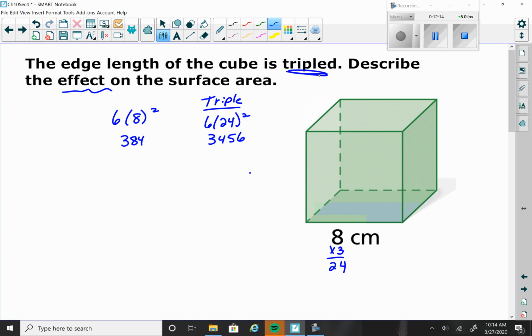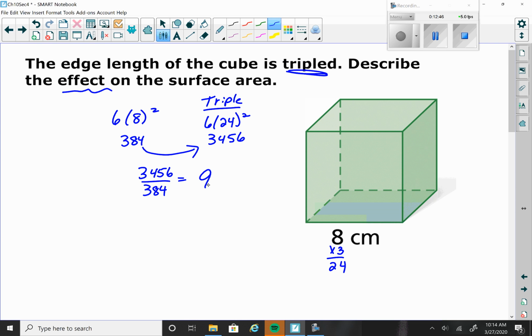So we want to know what's the effect. We tripled the side lengths. What happened to the surface area? How many times bigger is it? So I'm going to take 3456 and divide it by 384. Plug that into your calculator for me and tell me, what do you come up with? How many times bigger is that surface area? I hope you guys have your calculators. If not, maybe use the calculator on your phone or whatever calculator you have handy. When I divide this, you should come up with 9.